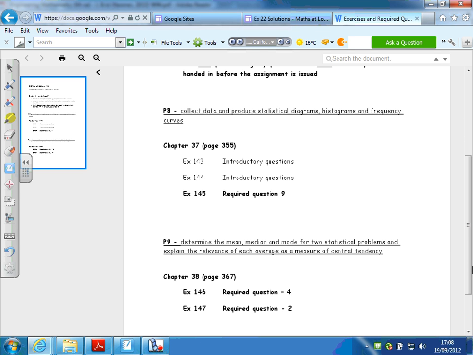Chapter 38 is to do with mean, median, and mode, and finding these averages, which you've probably done some work on already. So that's probably not the main one, this chapter 38. Chapter 37 is going to be the one that takes the effort.